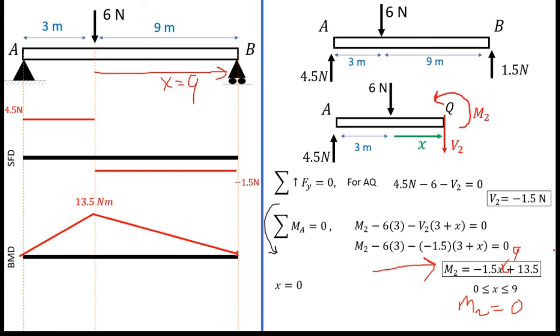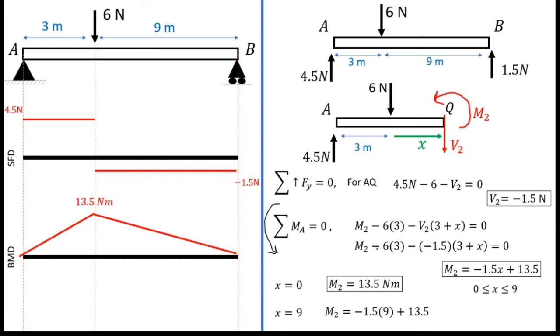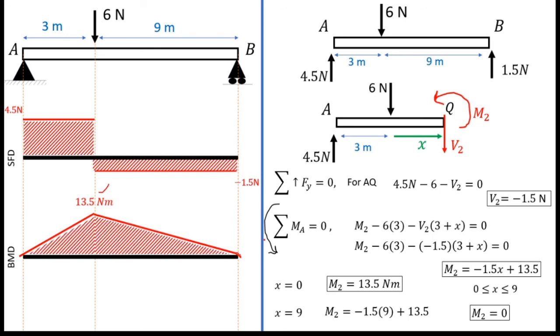So that's how we draw the shear force and bending moment diagram for this beam. You can see if x equals 0, M2 equals 13.5, that is this value. And if x equals 9, you get M2 equals 0, that means this value. So that's how we draw the shear force and bending moment diagram for this beam. I hope you understood what I explained. Thank you.